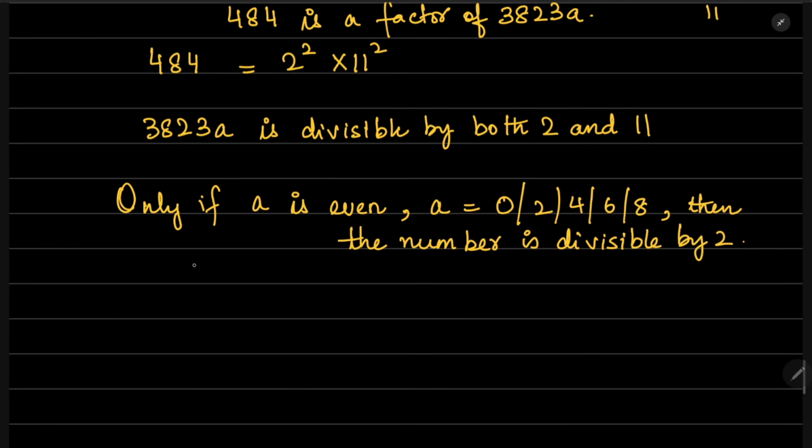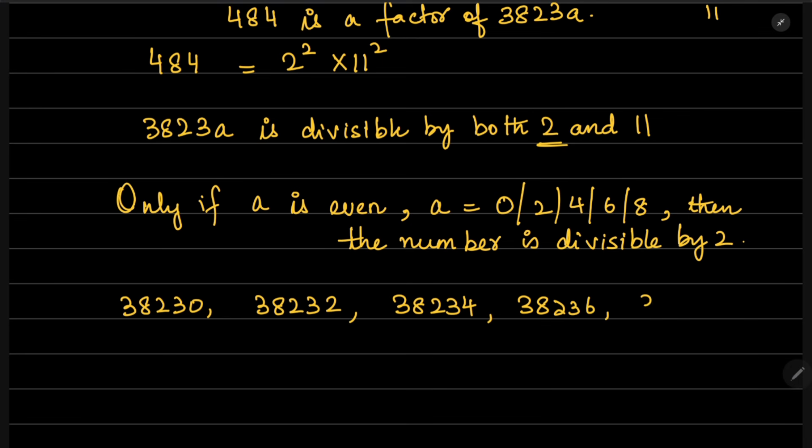So, what are the possible numbers if 3823A has to be divisible first by 2? The possible numbers are 38230, 38232, 38234, 38236 and 38238. These are the only possible numbers which are divisible by 2.